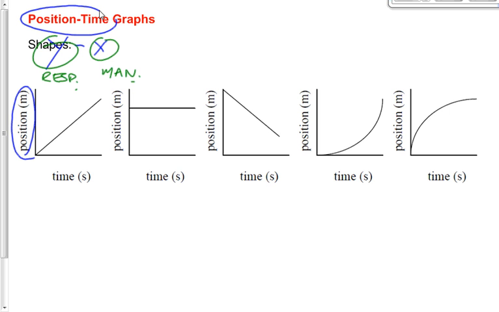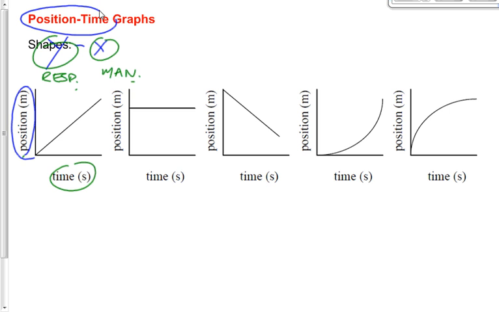Okay. So time would be the manipulated here. Position would be the responding variable here. Position would go first in the title. Time would go second in the title. What does that first graph mean? That first straight line position time graph mean? Constant something, right? Because it's a straight line. Constant what? Good. It's moving at a constant rate. In other words, we can simplify that a little bit. It's a constant. Let's say constant velocity. Yeah, but speed's close. Okay, constant velocity.